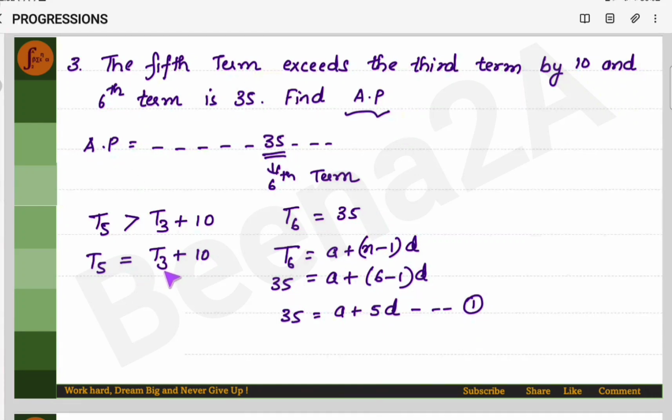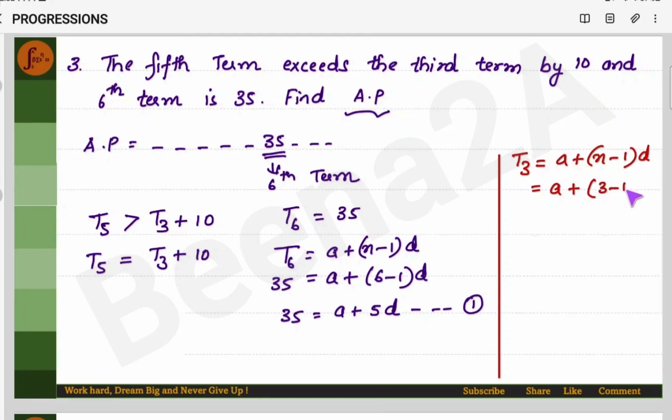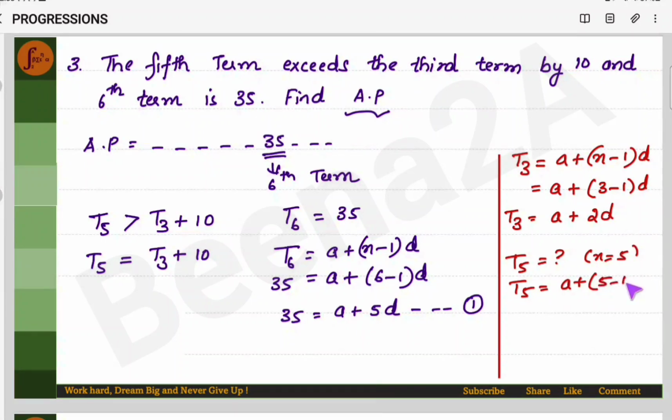And here, what is T3? Let's find out T3. T3 is again A plus N minus 1 into D. A we don't know. N is 3 here because it's the third term. 3 minus 1 into D, so A plus 2D. This is T3. Now, what is T5? T5 is again A, we don't know. N is 5 because it's the fifth term. So 5 minus 1 into D, which is A plus 4D. This is T5.